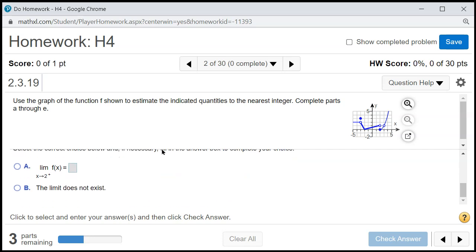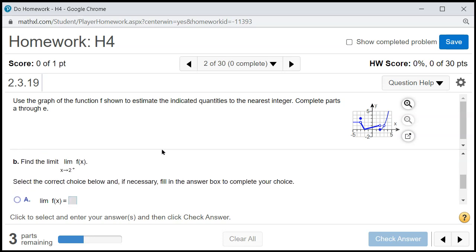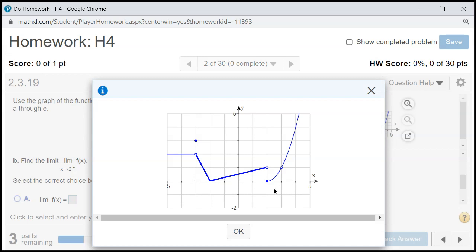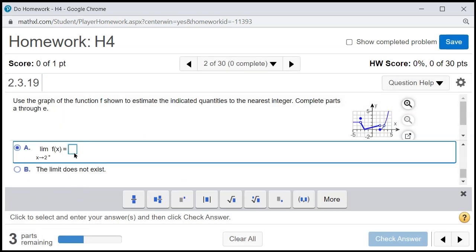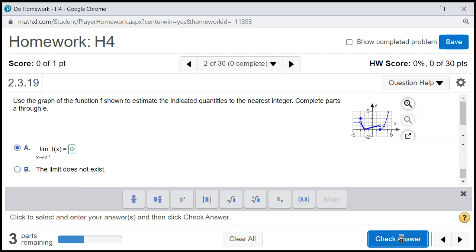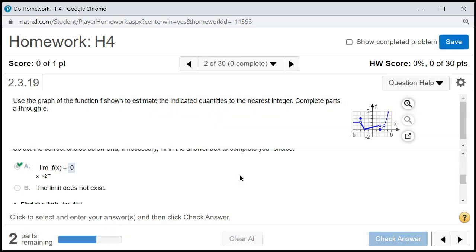Next one, B. It's the same limit, but we are approaching from the right. If you're approaching 2 from the right, you're going to have to follow this, and you can see that this is heading toward this particular point whose y coordinate is 0. So the limit is going to be 0. Type it in, check the answer. We got that.